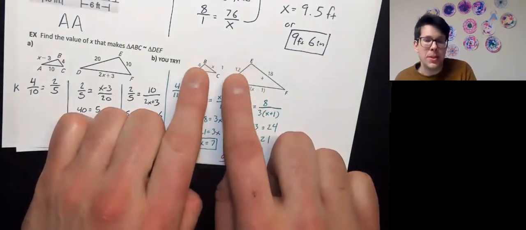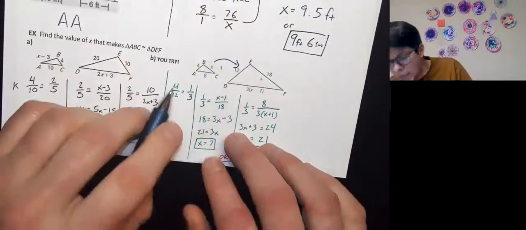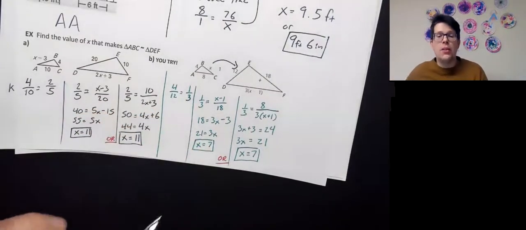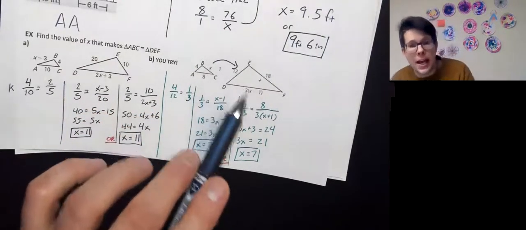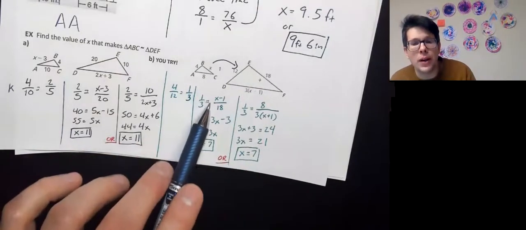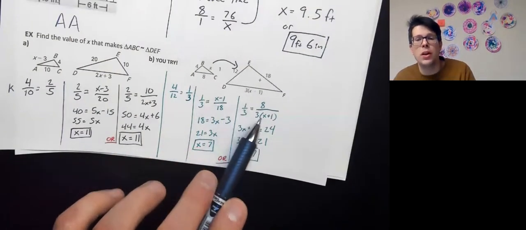I'm going to set those up as my scale factor ratio, and I'm going to go from left to right again. So that's going to give me 4/12, which reduces down to 1/3. Then from there, I can set up my fraction using my sides with my x minus 1 and my 18, which is what I've done right here. Or I can use my 8 and my 3 times the quantity of x plus 1, which I have done here.